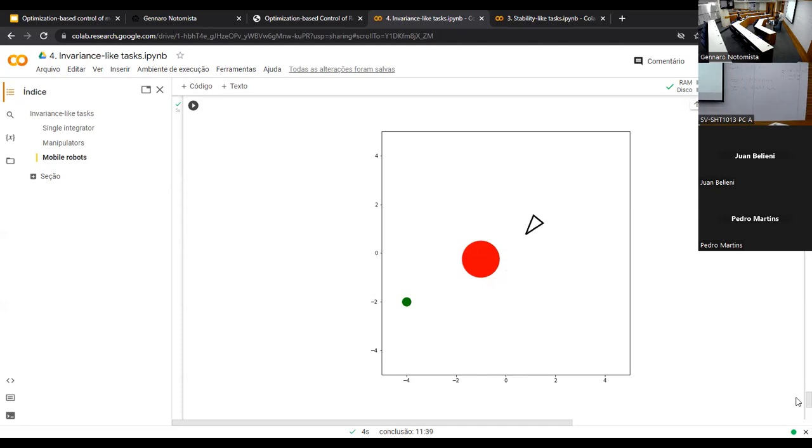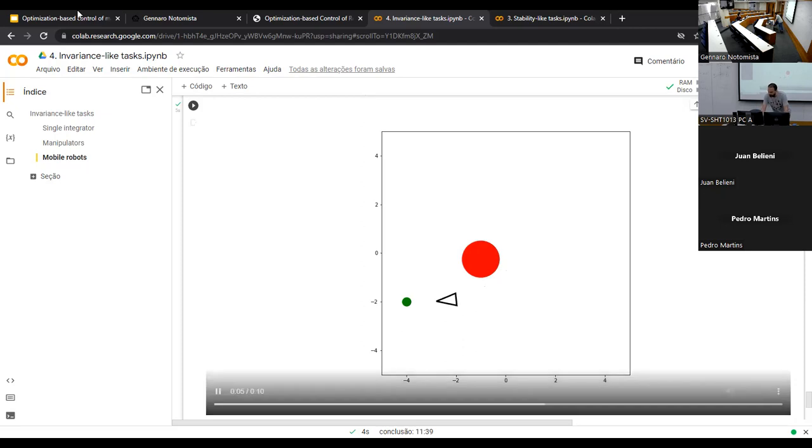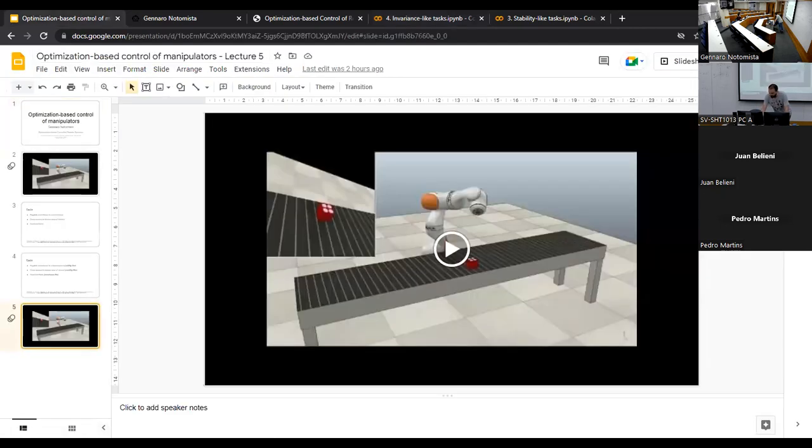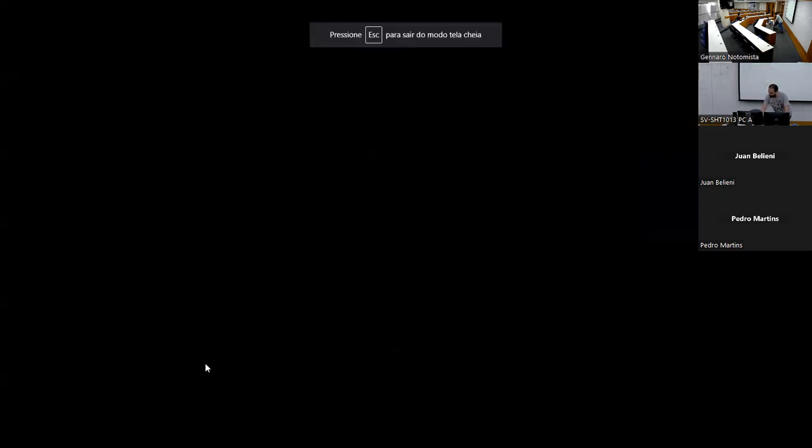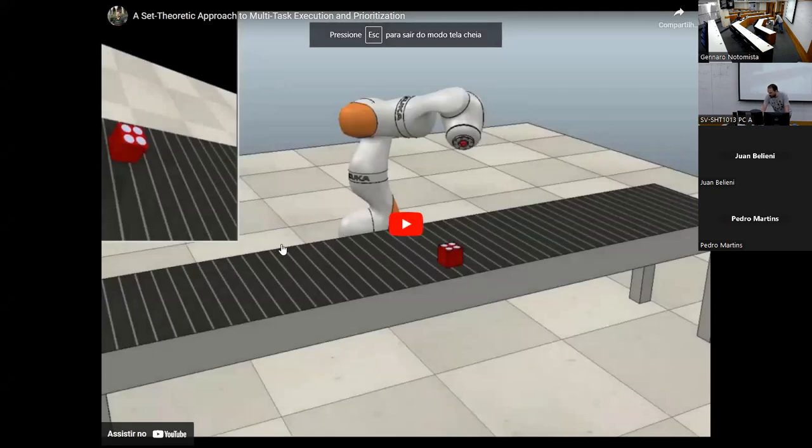Okay, so all right, I think we can stop here actually, because I do not have time to show you the manipulator example. But I'll just show you the video so that it's easier for tomorrow. Then tomorrow we'll see how it's done.